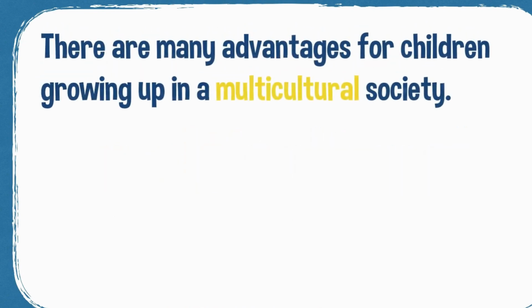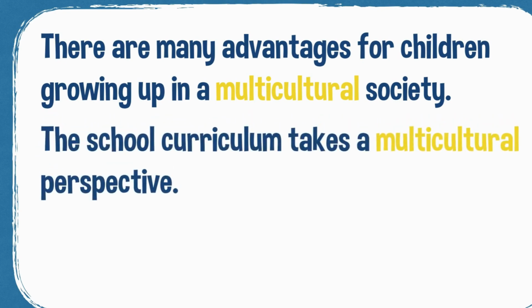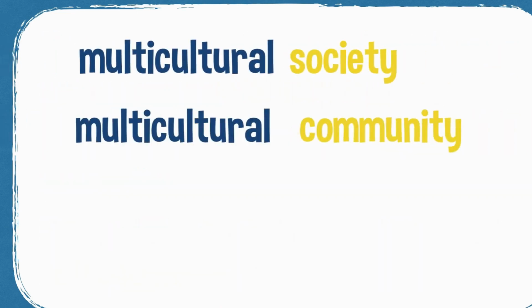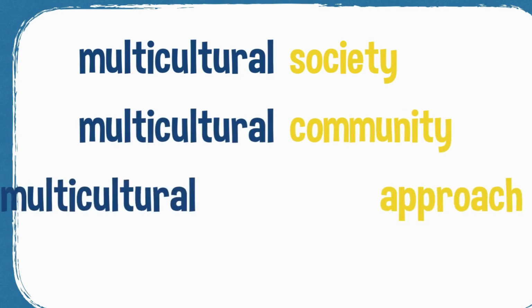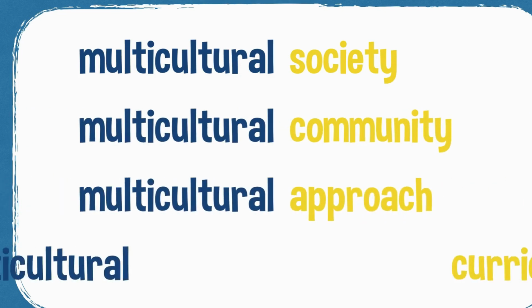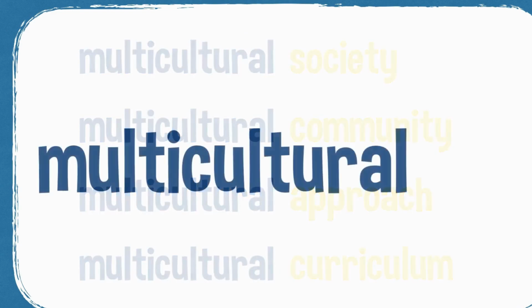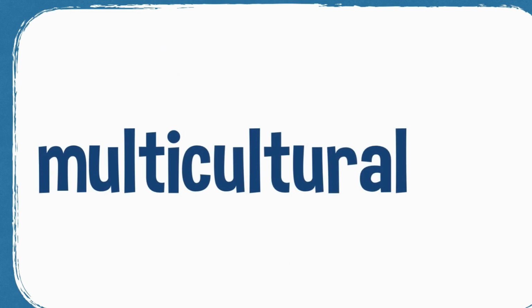So, for example, there are many advantages for children growing up in a multicultural society. The school curriculum takes a multicultural perspective. Many neighbourhoods in large cities contain multicultural communities. So you can have a multicultural society or a multicultural community, multicultural approach, multicultural curriculum.